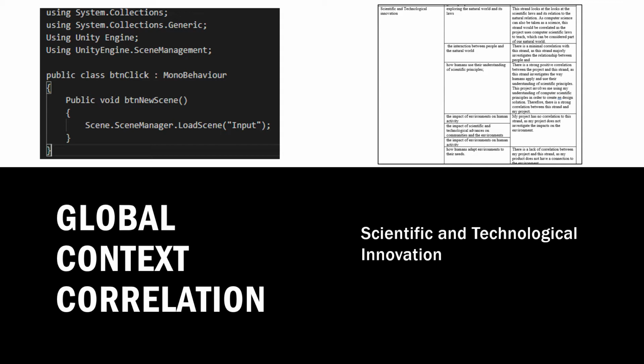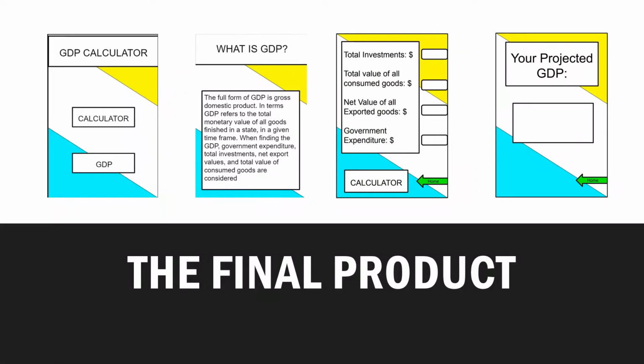The strand which best correlated to my personal project was how humans use their understanding of scientific principles. The product itself would use my understanding of computer scientific laws, especially in regards to the programming language C#, and how it would be used to design and manufacture the product. Therefore, this strand best correlates to my product. On the left, an image is visible which displays the computer scientific laws in regards to C#, which I used to create the product.